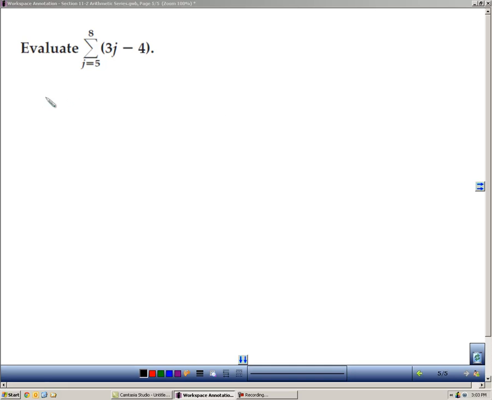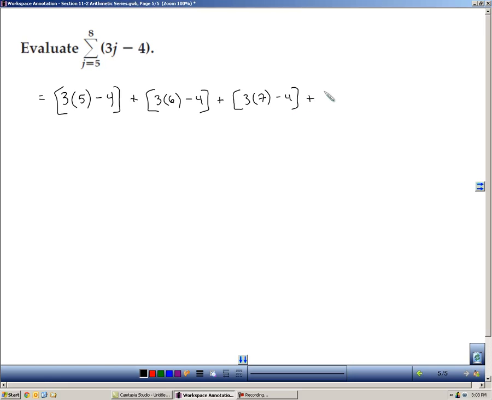So we're going to start by taking 3 times J minus 4. Now I'm going to start with a J of 5. I'm going to take that value, and because it's a series, I'm going to add it to the next term, which is the same thing, but instead of a 5, I'm plugging in a 6 now. And then the next one, I'm going to add that to plugging in 7 for J, and I'm going to add that to plugging in 8 for J.